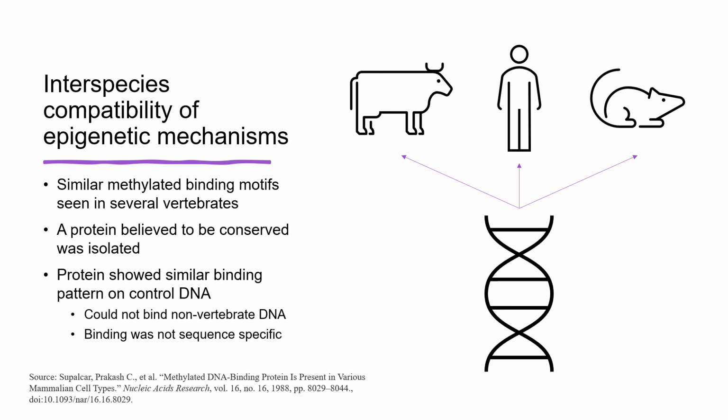When introduced to a piece of control DNA, all of the proteins from each of the species, cow, human, and rat, bound and methylated the DNA in the same way and with the same sequence specificity. However, it was unable to bind DNA that was provided from a mosquito and other non-vertebrate species.